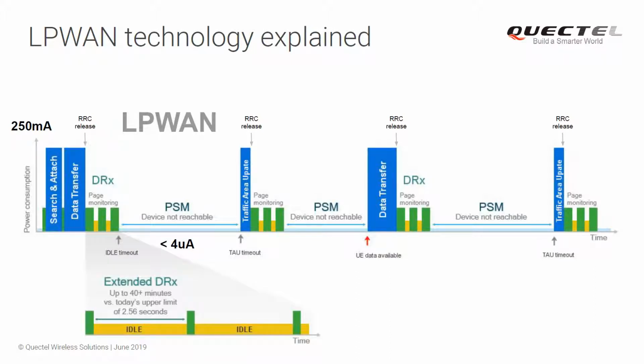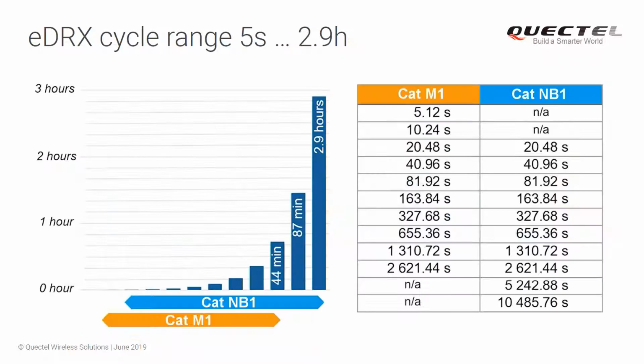And this idle time can be extended. Now it's 2.5 seconds, and it can be extended up to 40 minutes, which means if you don't want to use PSM because the module is not reachable in this time, you can extend this DRX time. DRX means discontinuous reception. So the module will still be reachable every 40 minutes from the network side. This is the maximum setup, but it still has lower power consumption than standard usage. This eDRX time can be up to 44 minutes for Cat-M1 and up to 3 hours for NBIoT technology.